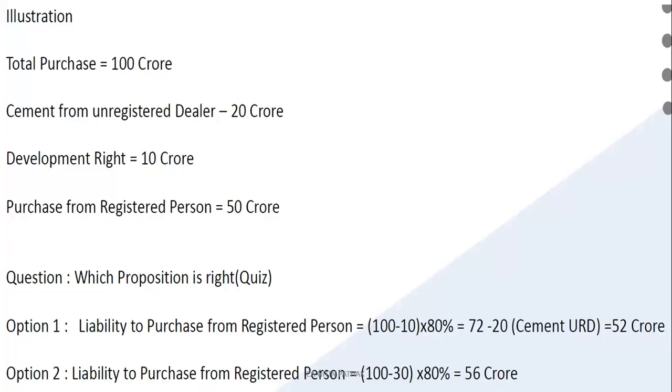Let me go straight to the answer. 100 crore minus 10 crore development right, because it is not included for the purpose of computation of 80%. 100 minus 10 is 90. On 90, I have to build 80% under reverse charge mechanism. 80% of 90 is 72. Of this, I have to pay 28% on 20, and I have already paid on 50 from the registered person. So on the remaining 2, I will have to pay 18% under reverse charge mechanism. Okay, this is clear.